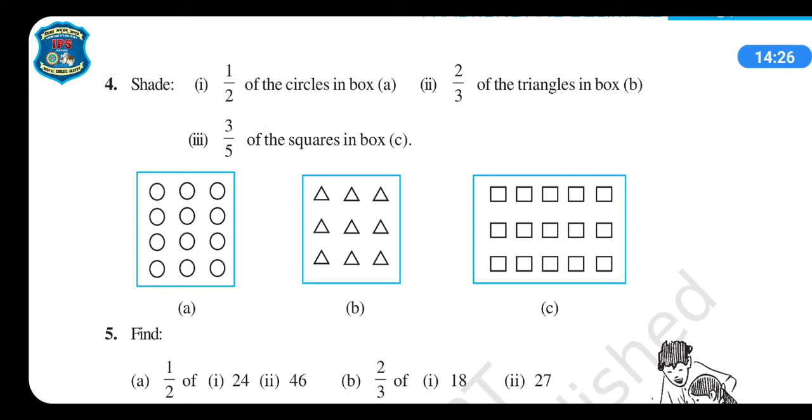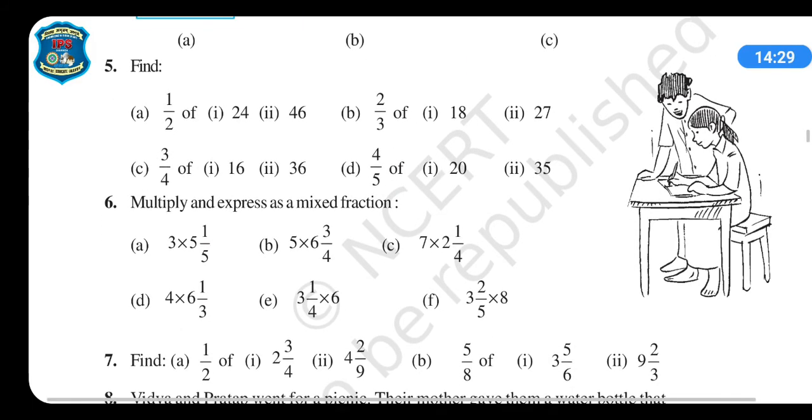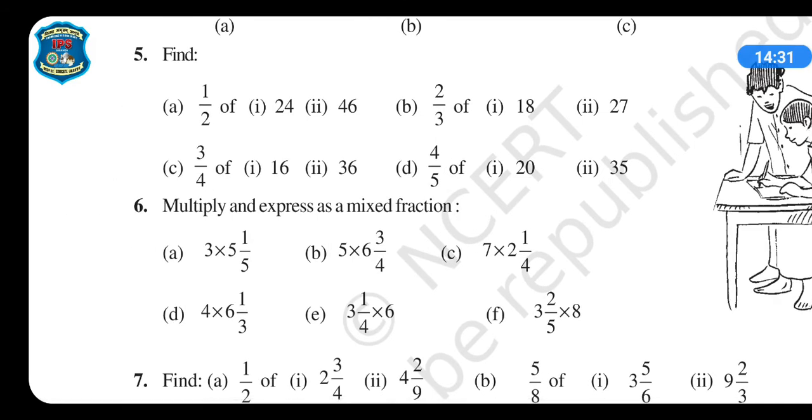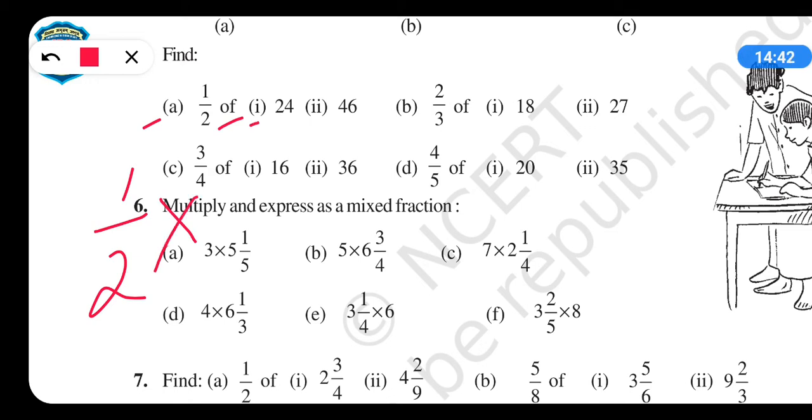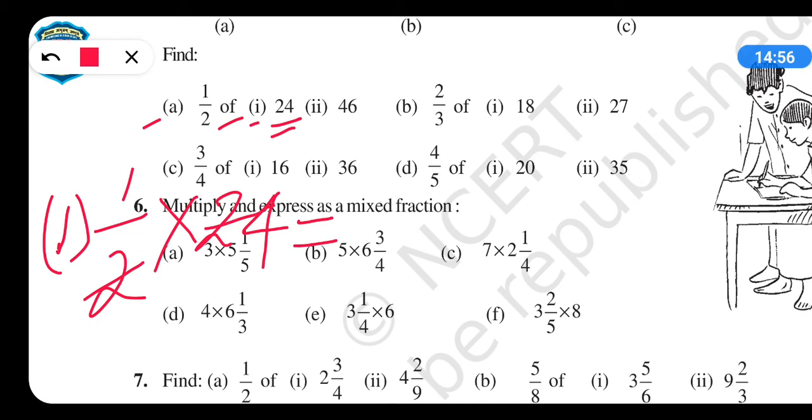Got it? Now let us see the fifth. What is the question? The fifth question is again a very easy question. A part is 1 upon 2 of means multiply, first part. So 1 upon 2 of 24. Solve it. Cancel with 2, 12. So 12 into 1 is 12 upon 1. So what is the answer? 12. Got it? This is the first part.